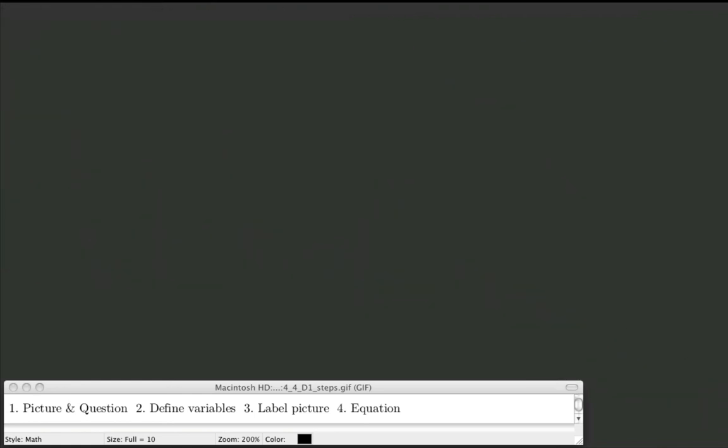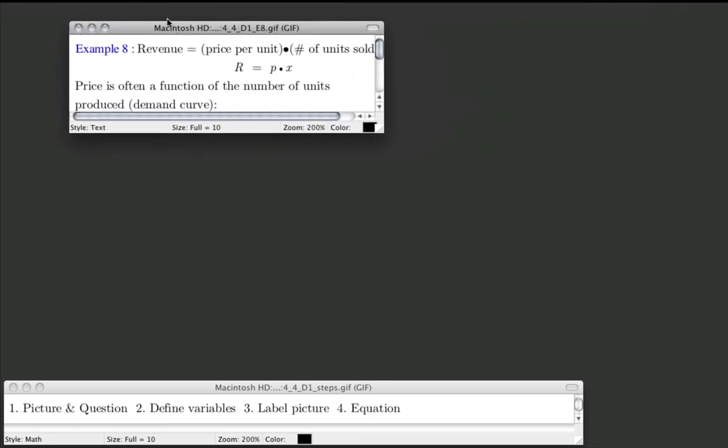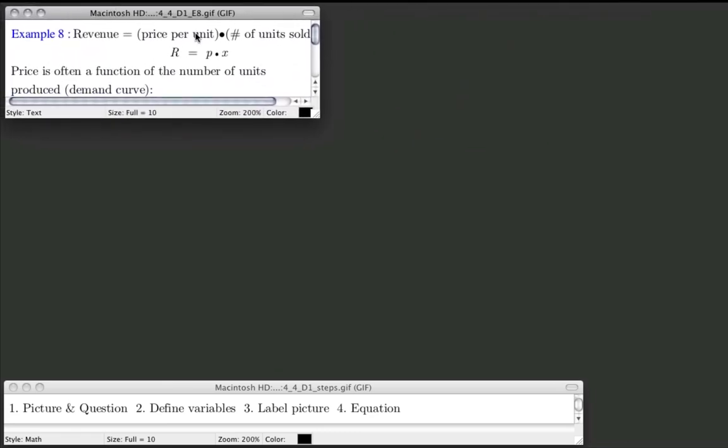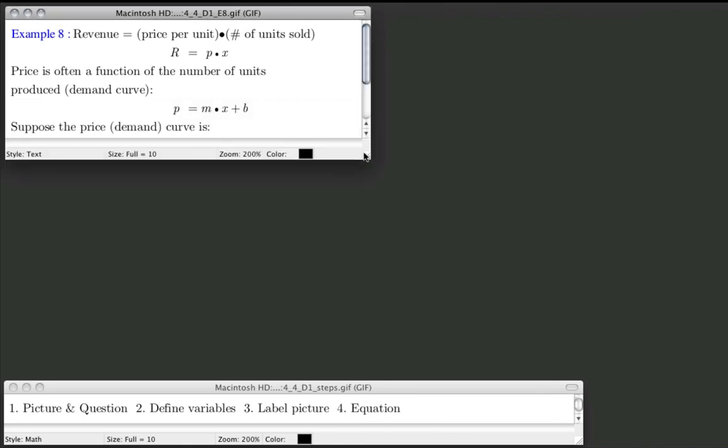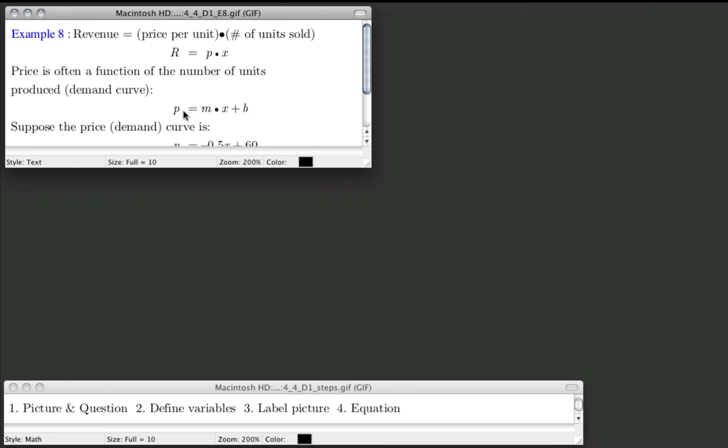The last example comes from economics. Revenue, how much money you bring in, is defined as the price you charge times the number that you sell. So in terms of variables, revenue equals price times x. Price is often a function of the number of units produced, so I've got price as a different function. Price is some sort of linear function, m times x plus b. Your price could be based on some cost per unit and an initial setup cost.